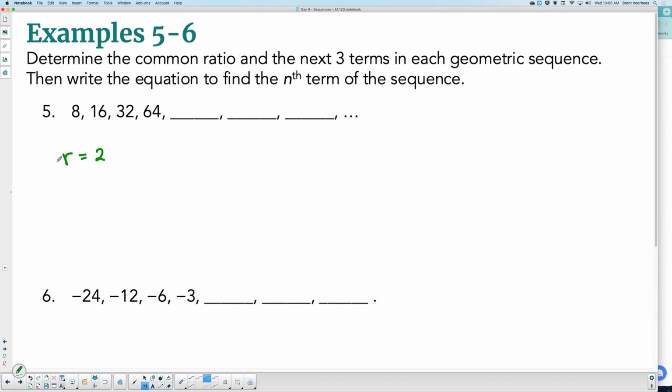Now, if you did not know that, the way you find it is you take any 2 terms. Are you okay if I choose 8 and 16? If I chose 8 and 16, what you do is you take the second number and you divide it by the first. What is 16 divided by 8? 16 divided by 8 is 2. And that's what it's telling you. You're multiplying by 2 every time.